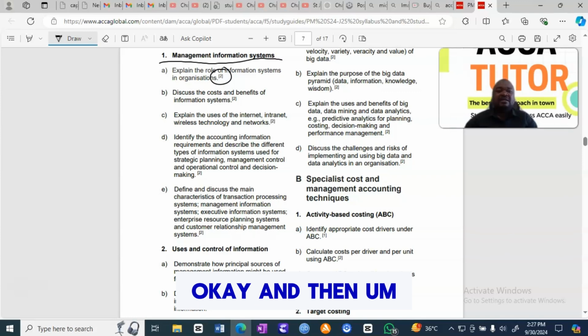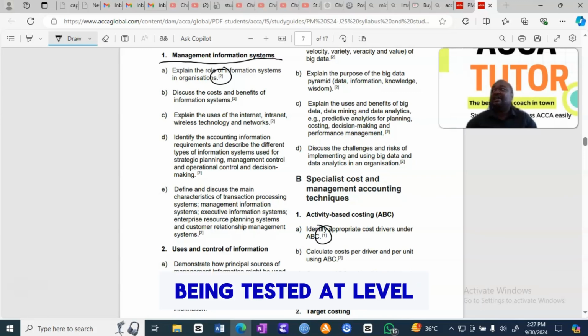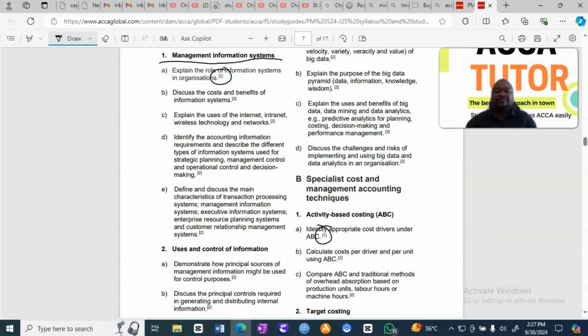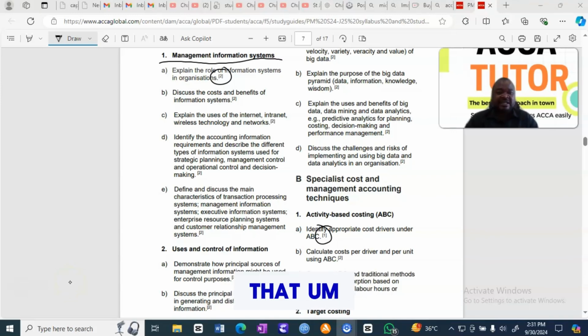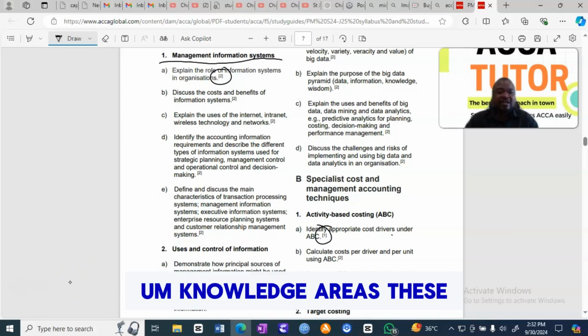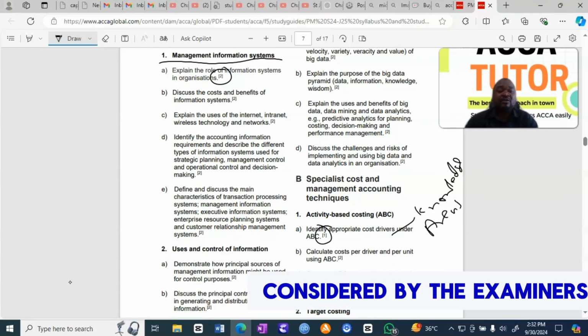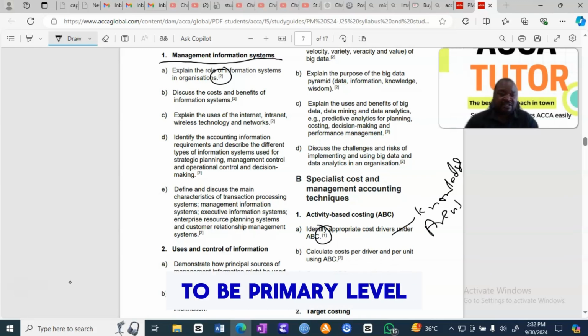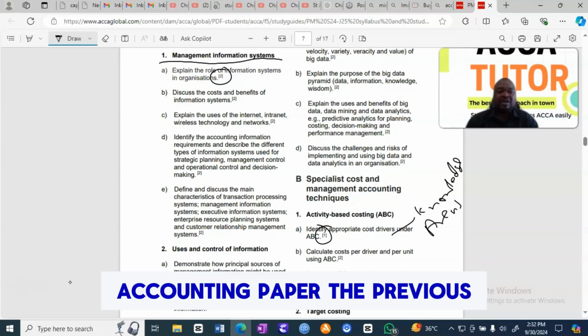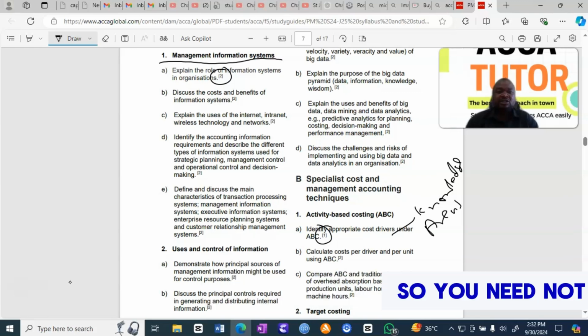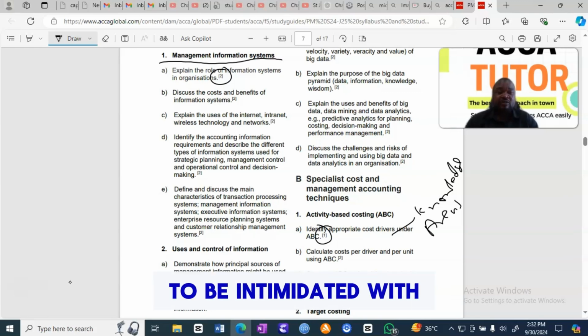Okay, and then some of the items like ABC here is being tested at level 1. So you can see that you will be required to also know knowledge areas. These are knowledge areas. Knowledge areas are simply areas considered by the examiners to be primary level stuff. You would have met these items in your management accounting paper, the previous paper. So you need not be intimidated with those areas.